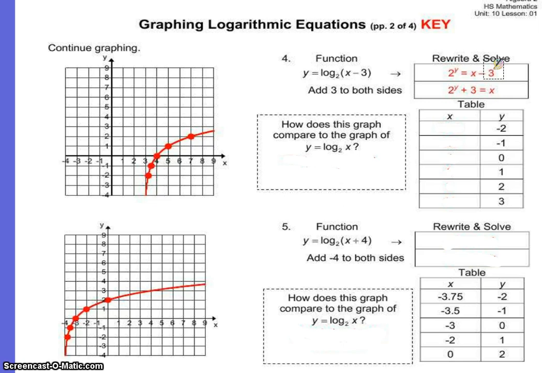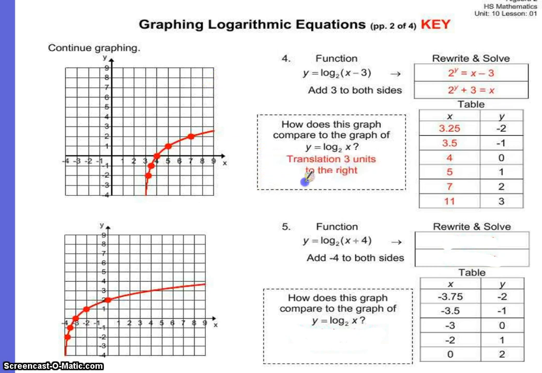So now I would plug in these values to see what I get. And this is what I would get. So now I'm going to plot those coordinates, which are my x and y's, and that's going to give me my logarithmic function. Now, if I looked at how this compared to the first graph we did, what do you notice? Go ahead and flip back for a moment and notice how that compares to your other graph. What did it do?